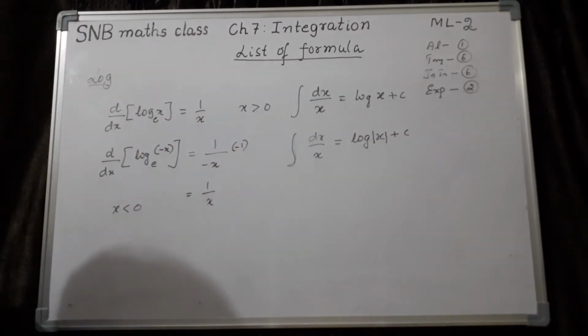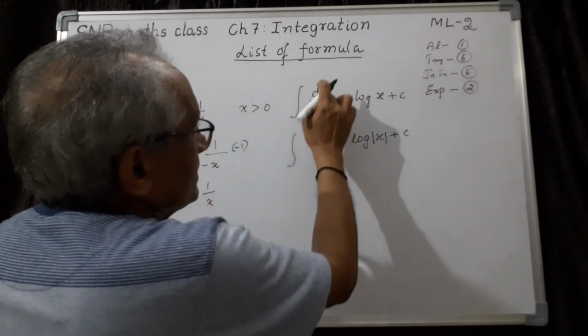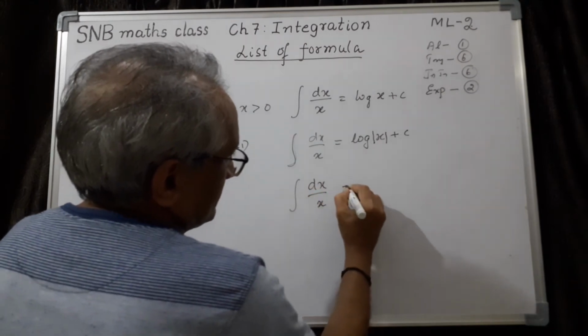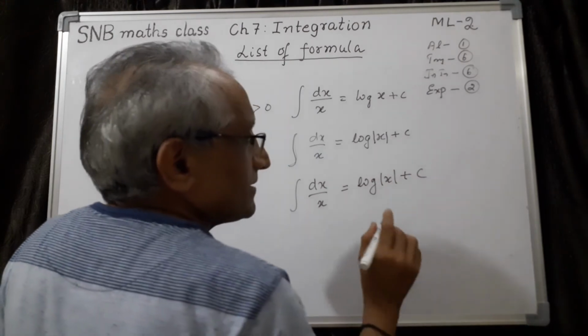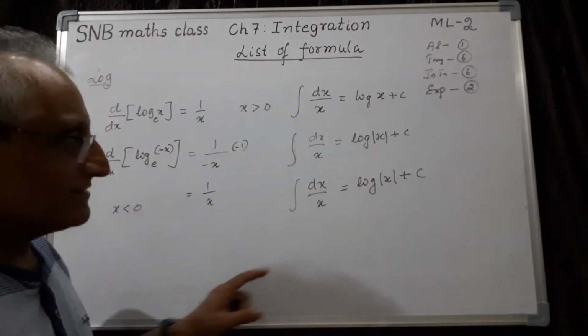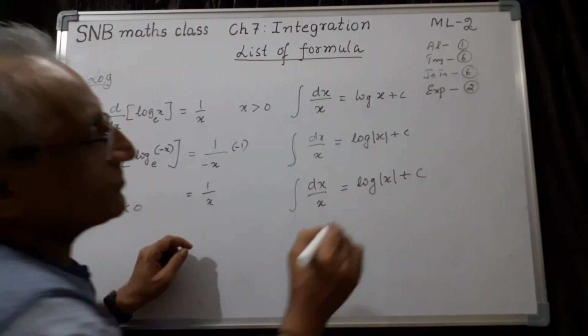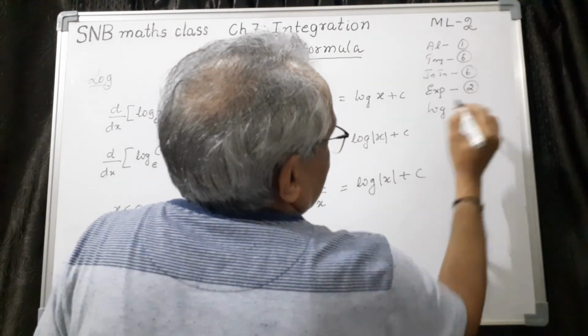So, in order to avoid this difficulty, the formula itself we take. Combining these two, we write the integral of dx by x equal to log of mod x plus c, where x can be positive or negative. No condition, because here it is already positive. So, this is the formula. For log we have one formula here now.